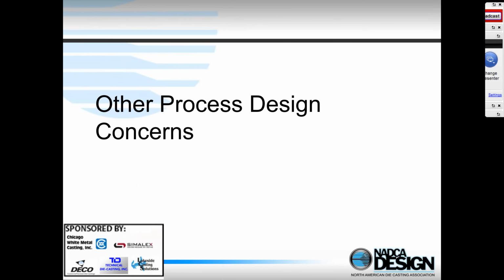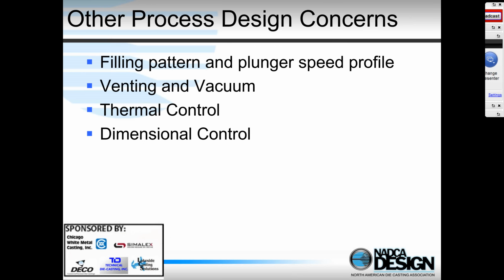Okay, so let's move on. Let's talk about some other things that I, as a designer, need to be concerned about. It's not just enough to say that I can inject the metal at the required speed and hold the die closed. There are a number of other things that we all need to be concerned about. So here are the four biggest ones. Number one is filling pattern. How is the liquid metal going to fill the die cavity? Is it going to fill it in a good way? Is it going to fill it in a bad way?